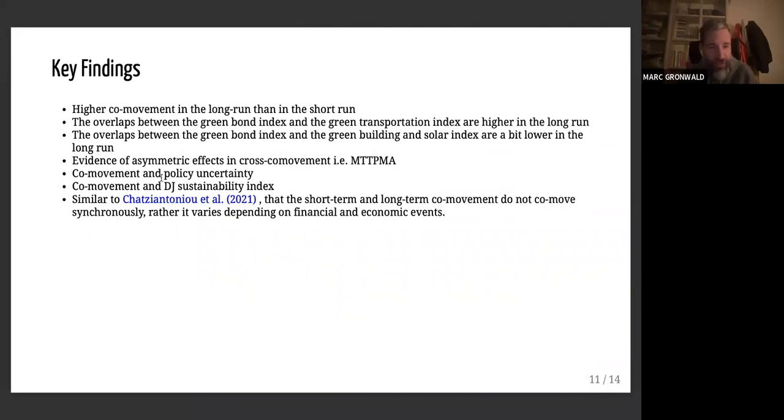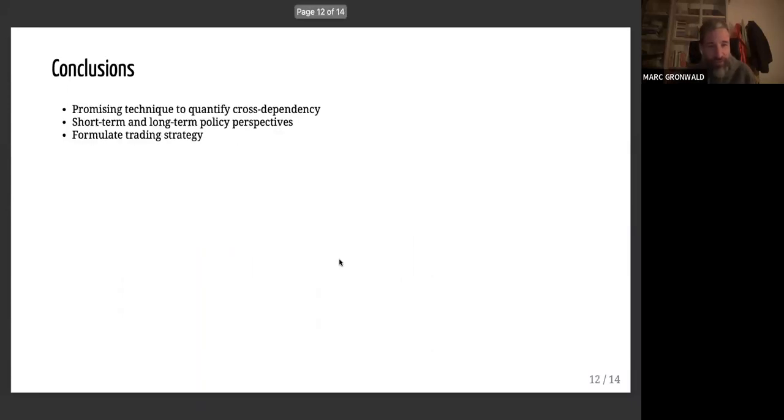Okay, and then finally we can also find that there's a degree of co-movement between the green bonds and the policy uncertainty, and also between the green bonds and the Dow Jones Sustainability Index. And in principle, I think these results make a useful contribution to the literature, but they're also similar to a recent paper by Ciaziano et al. from 2021, who find that the short-term and long-term co-movement do not move synchronously, rather it varies depending on financial and economic events. So that's what this paper is doing.